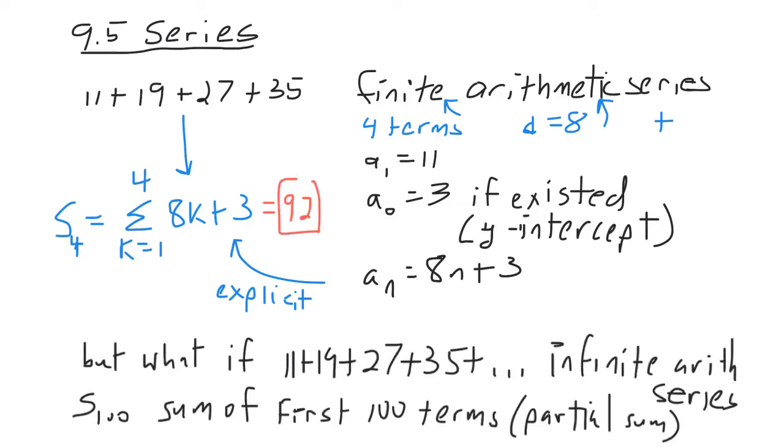But what if I make this into an infinite arithmetic series by adding 3 dots? If I was to add all of these terms, it would diverge. I would go to infinity. But what if I just want the first 100 terms? The sum of the first 100 terms. There's my notation right there. And it is sometimes called a partial sum, since there's an infinite number of terms, and I only want a sum of the first 100.